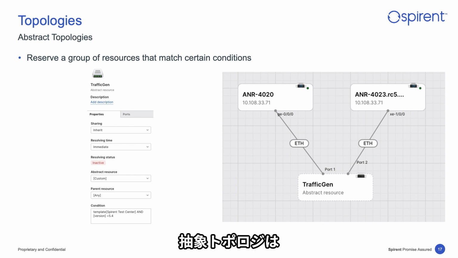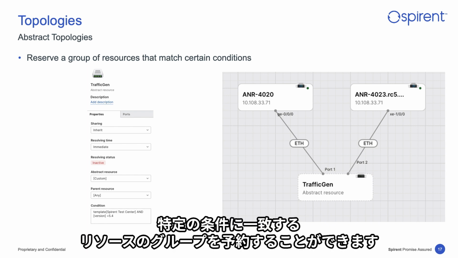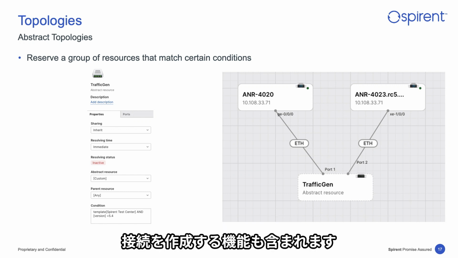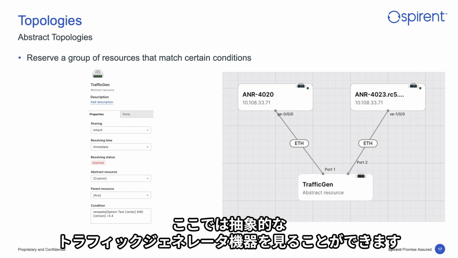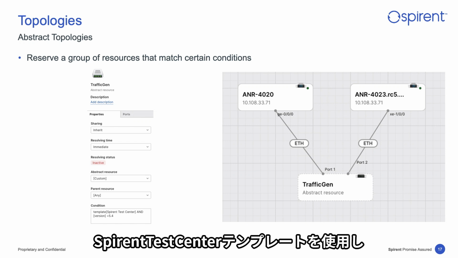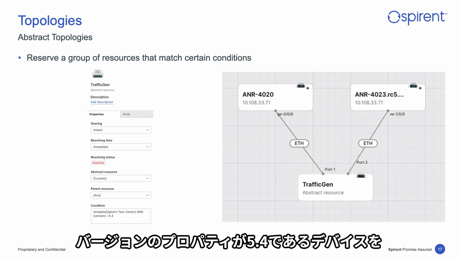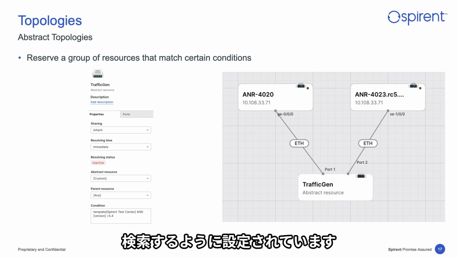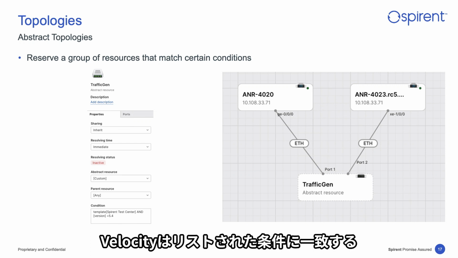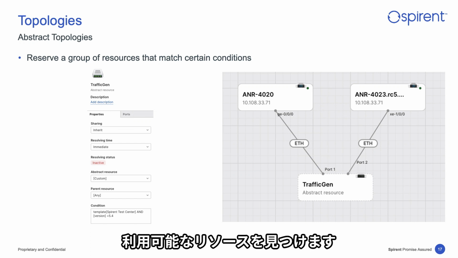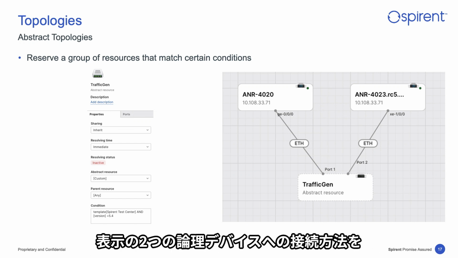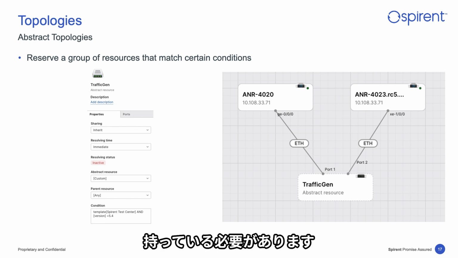Abstract topologies allow you to reserve a group of resources that match certain conditions. If a connection is defined, this includes the ability to create that connection. Here you can see an abstract traffic generator device. Its conditions are set to find any device that uses the Spirent Test Center template and has a property named version set to 5.4. When the topology is reserved, Velocity will find an available resource that matches the listed conditions. This includes connections shown in the topology, so the chosen device will need to have a way to connect to the 2 logical devices shown.